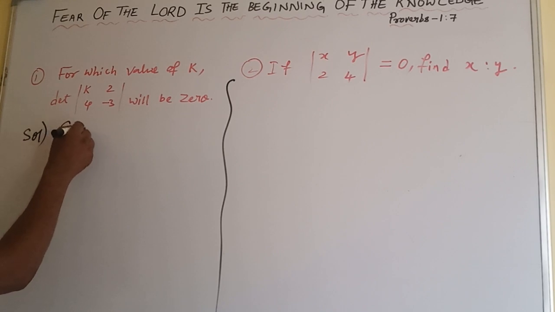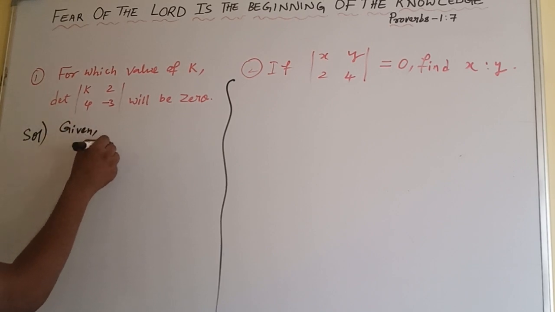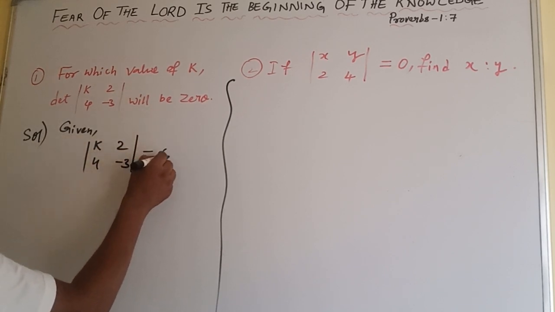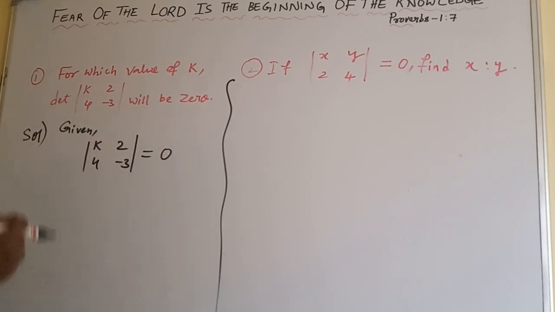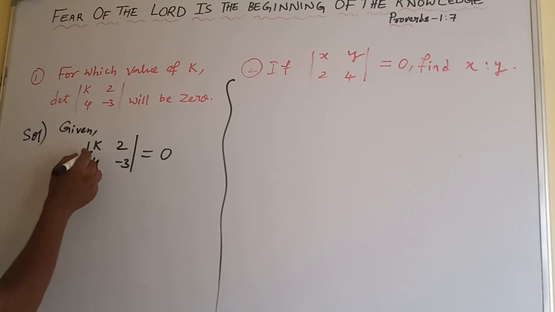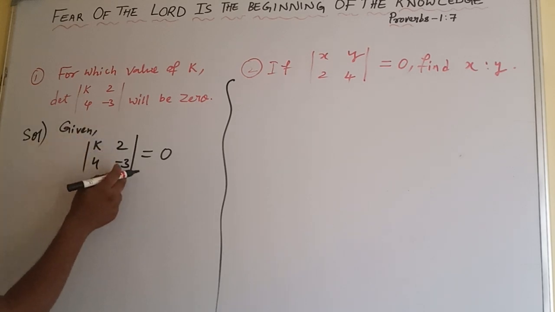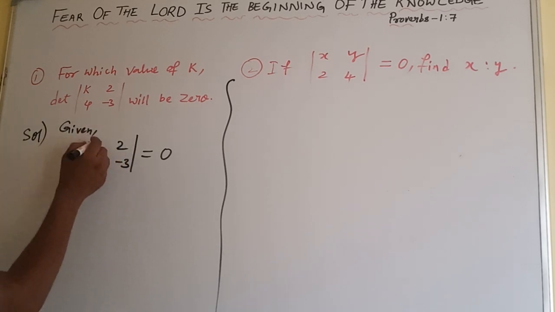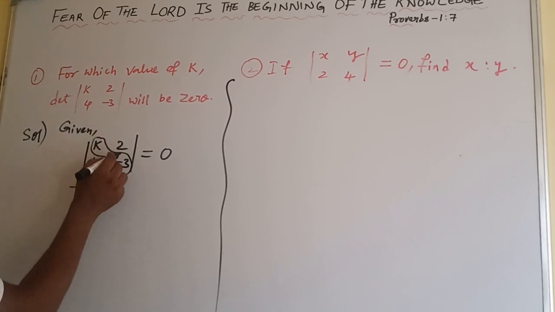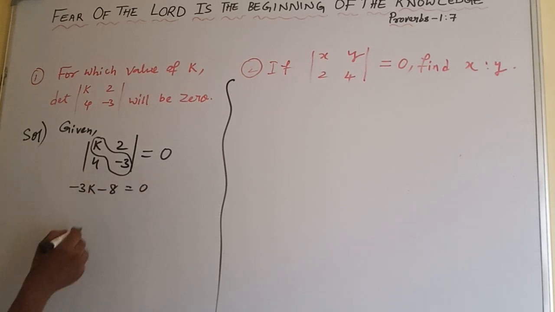So according to the question, the determinant of k 4 -3 is equal to 0. At what value of k does this become 0? You already know that in this case, multiply first your diagonal: minus 3 into k, minus 3k. Then minus 2 into 4, minus 4 2s are 8, is equal to 0.